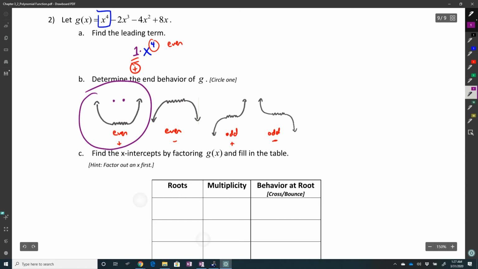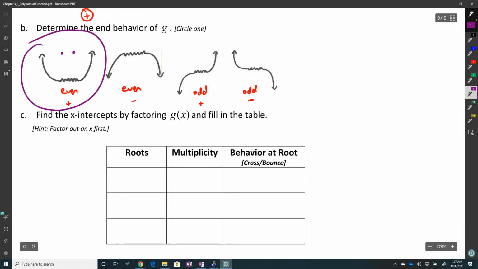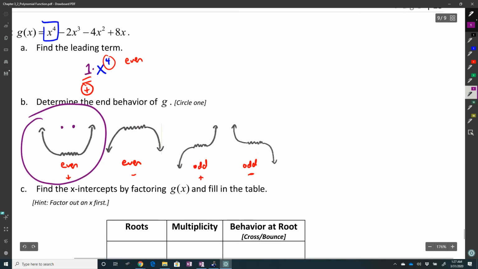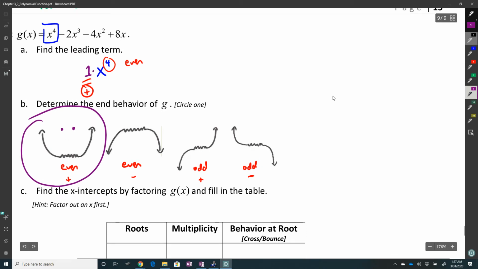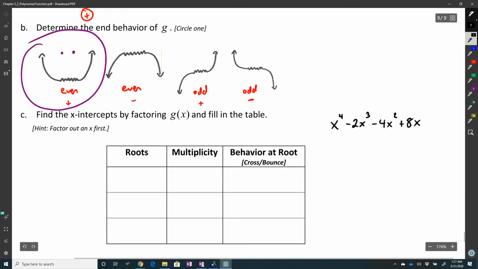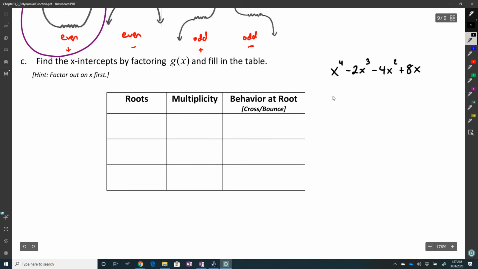End behavior isn't too bad. Now the part that's going to be difficult here is finding the x-intercepts. So I have x to the 4th minus 2x cubed minus 4x squared plus 8x. And so here, remember, you set it equal to 0, and you have to factor it yourself. Now notice that each of these has an x in common.